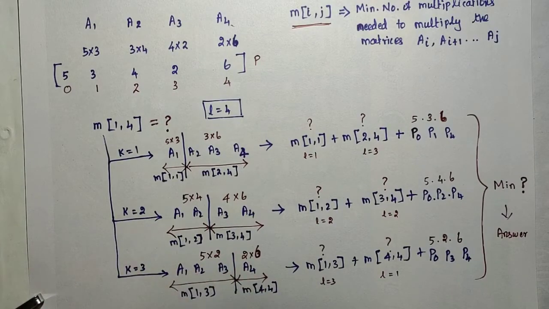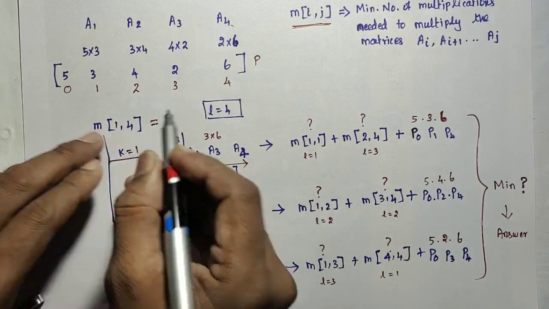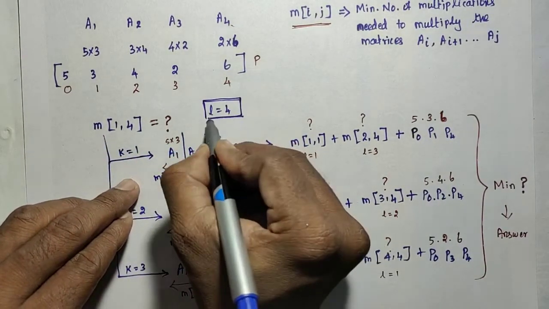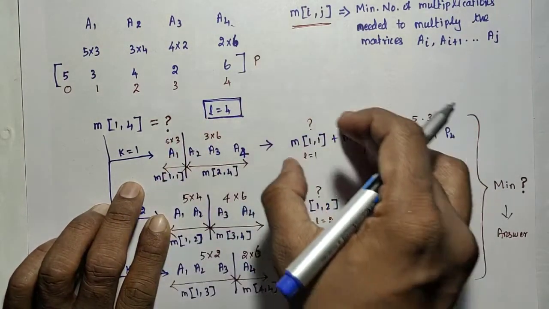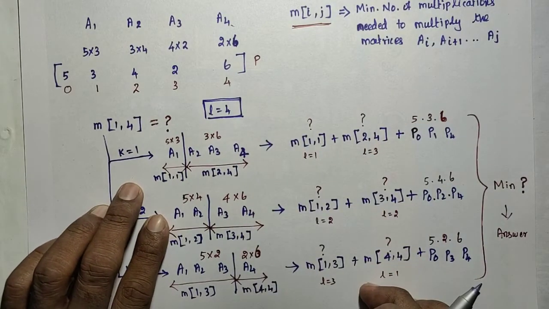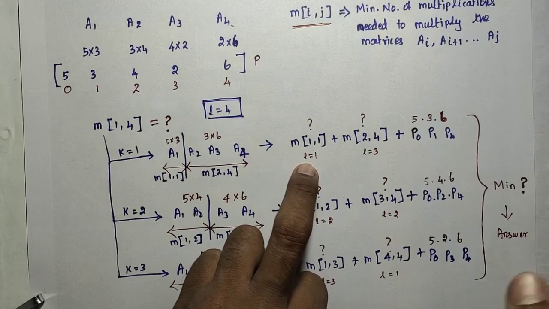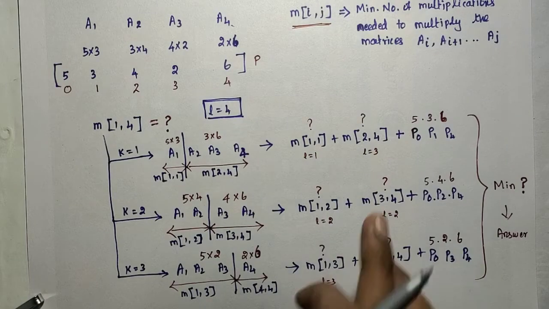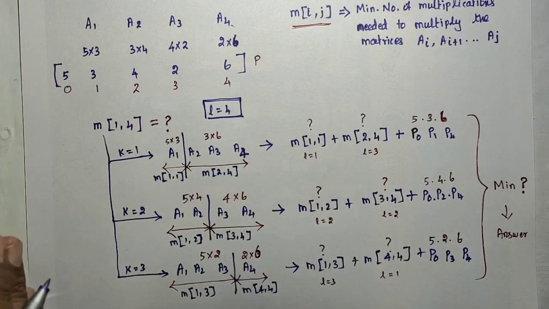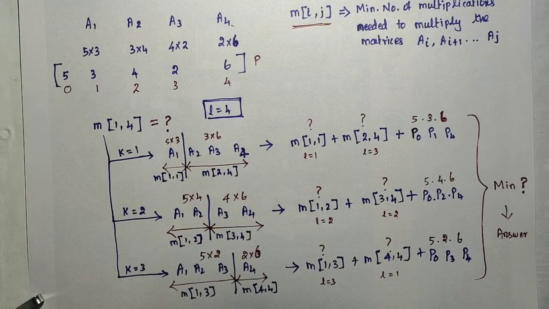So if you want to find the minimum multiplication needed for multiplying 4 matrices, L equal to 4, before finding that, I need to find these values. It means that for L equal to 1, length equal to 1, for all the combinations, what is the number of multiplications needed? For L equal to 2, it means A1, A2 or A2, A3 and A3, A4, the number of multiplications needed.